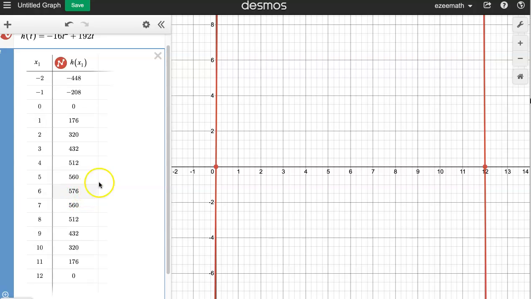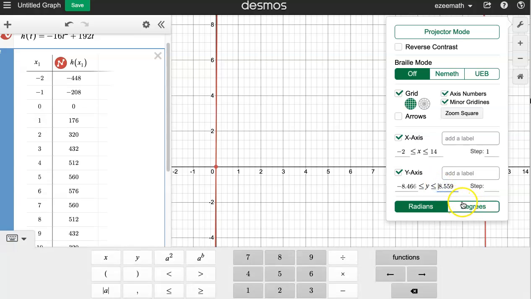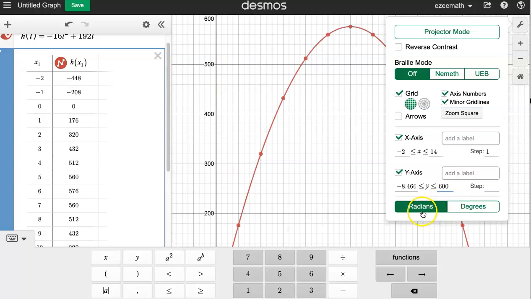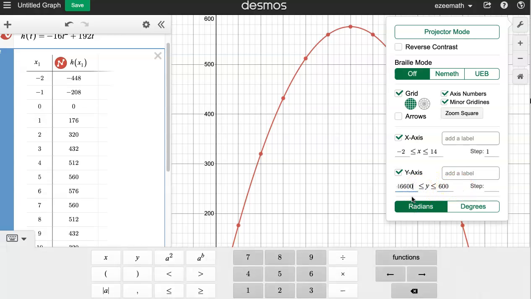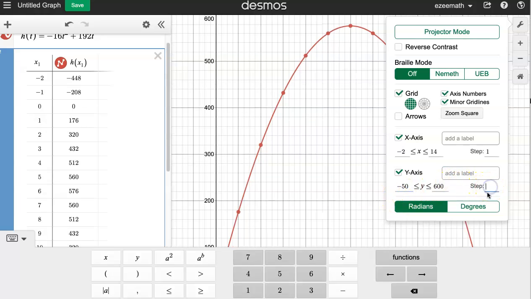So we need to go at least up to 600 on the positive y-axis. Let me fix up my settings. Here at least 600, right? Then negative also, I need some negative so that the whole of the x-axis can be seen clearly. And with the steps of 50 I'll go, right?